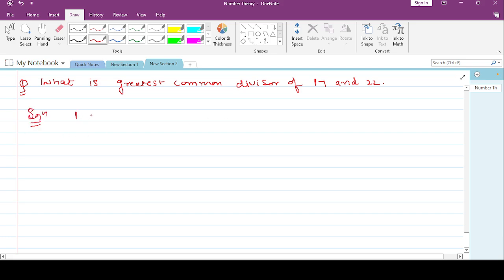See, 17 can be expressed like this only, 17 into 1, and 22 can be expressed like this only, 2 into 11. Then further, if you like, you can write 1 here also. Now you see, what is the number which is common in both these numbers? Only 1 is common. So here we can write that GCD of 17 and 22 is only 1.